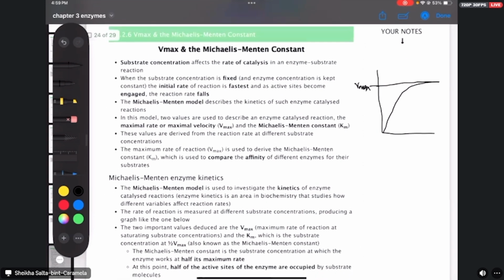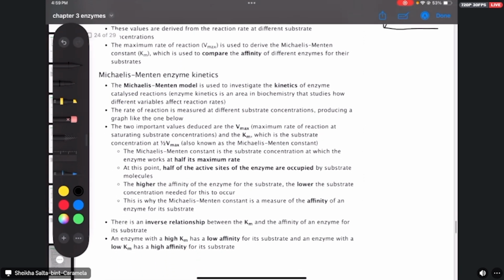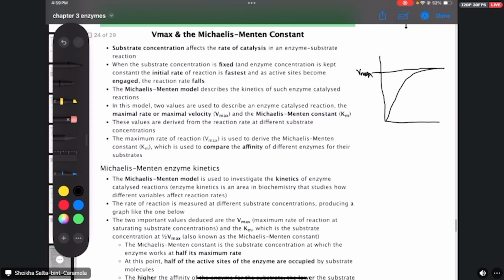And then the Michaelis-Menten constant is basically a value derived from this graph. It's the substrate concentration at half of the Vmax, used to compare the affinity of different enzymes for their substrates. So how do we calculate the Michaelis-Menten constant? For example, this is the Vmax right here. Half of this Vmax would be somewhere here. This is half Vmax.